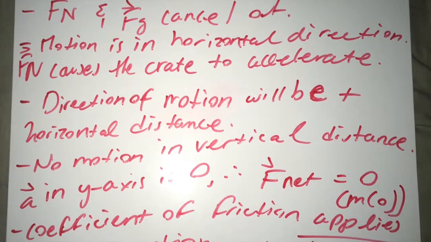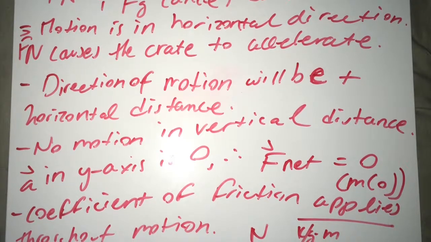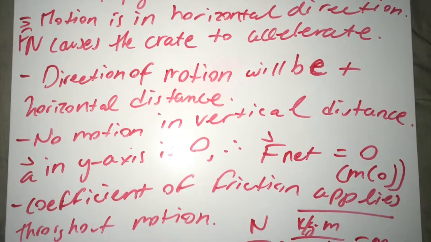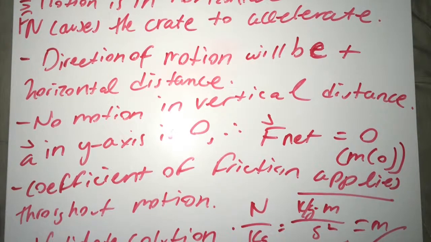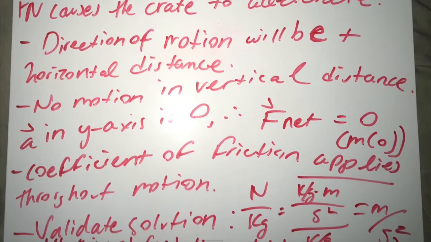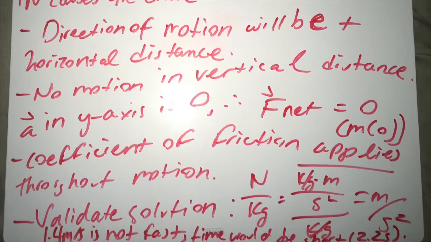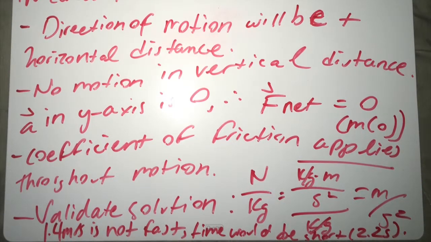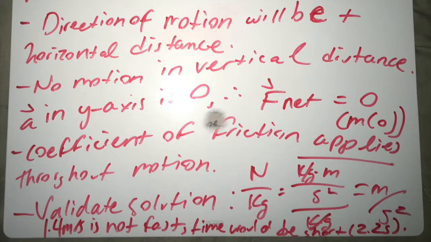The coefficient of friction always applies after the crate starts moving, and we have to validate our solution at the end. So for example, we need to know that newtons over kilograms would be kilograms times meters over seconds squared over kilograms, which also would reduce to meters per second squared for acceleration. We also need to know that 1.4 meters per second as our answer is not that fast, so it would make sense for our time to be around 2.2 seconds.